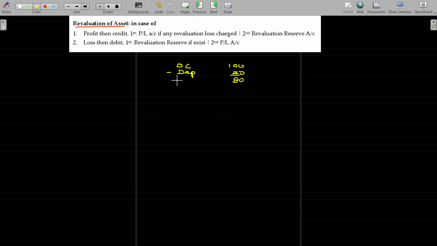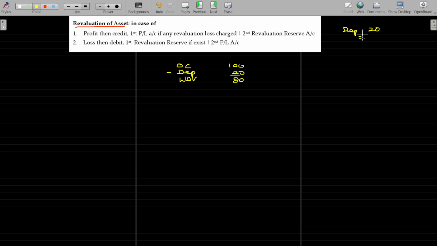80 rupees is nothing but WDV. We charge the depreciation at rupees 20 per year. First year we depreciated 20 rupees, then the WDV of the asset being 80 rupees. Is that okay?